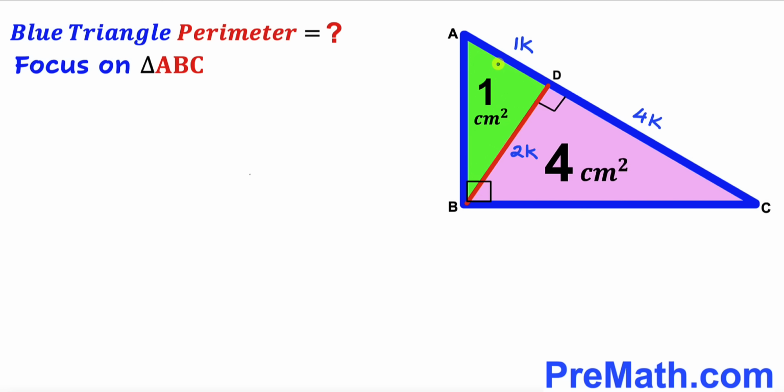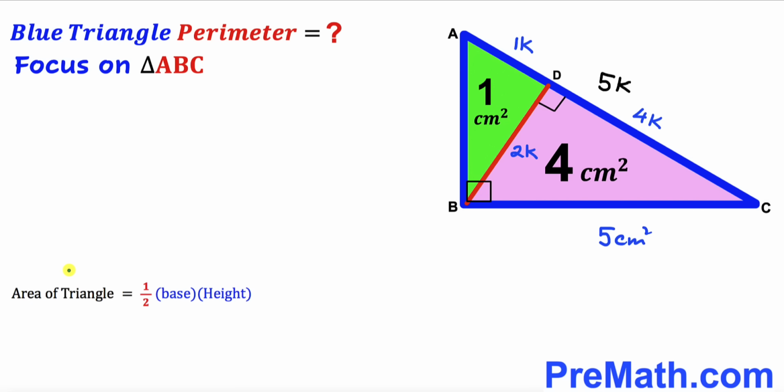Now we are going to focus on this whole blue right triangle ABC once again. This whole AC length is going to be the sum of these two individual lengths, 1k and 4k. If we add them, that's going to give us 5 times k. The total area for this blue triangle is going to be 1 plus 4. If we add that, that is going to give us 5 centimeter square.